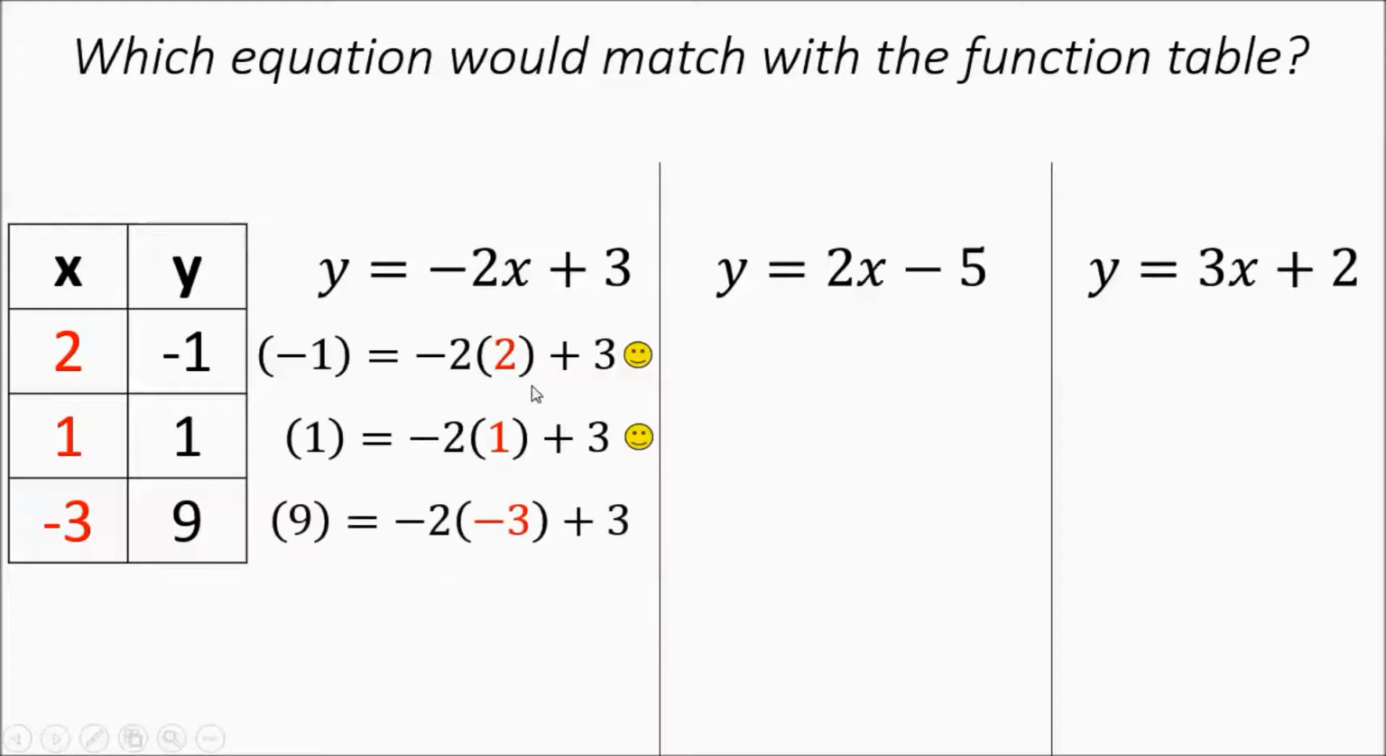So I'm putting in the negative 3 for x. The 9 is over here as the term by itself. Negative 2 times negative 3 is 6. 6 plus 3 does give you 9. It works. Now a lot of kids might go, cool, I found it, I'm done.